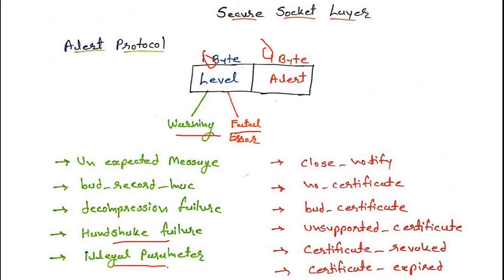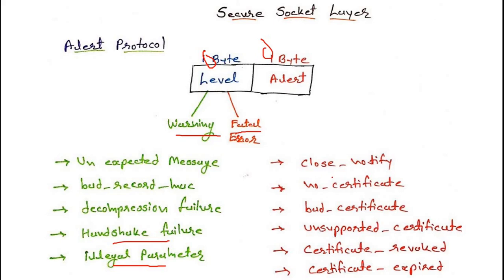Illegal parameters: due to some illegal parameters we are using the connection, like some of the fraud calls we are getting. Get it? Some companies are calling simultaneously, so we are going to blacklist those callers, or we just add them to the block list. That is the illegal parameters case. So these are the warnings, and next are the alert messages like fatal errors.